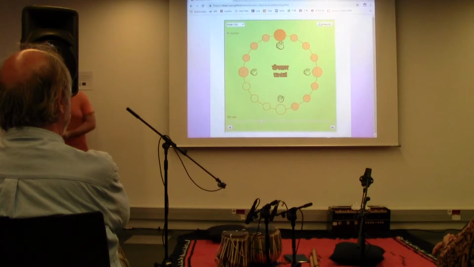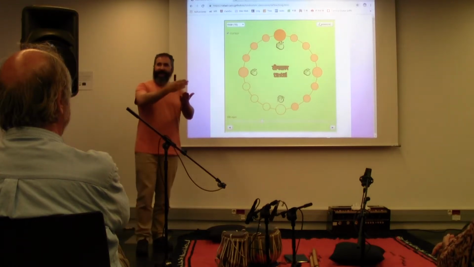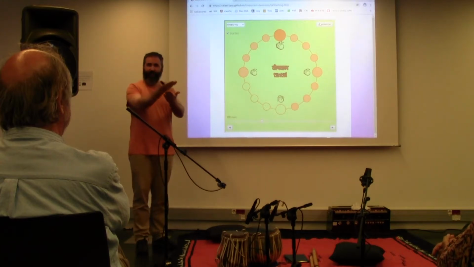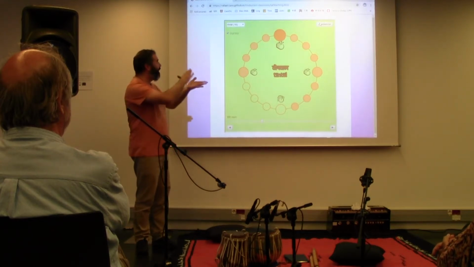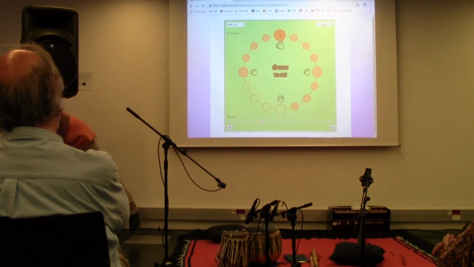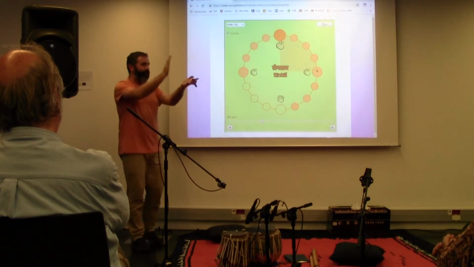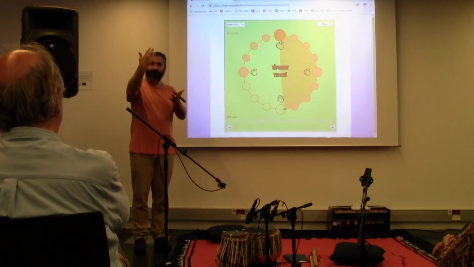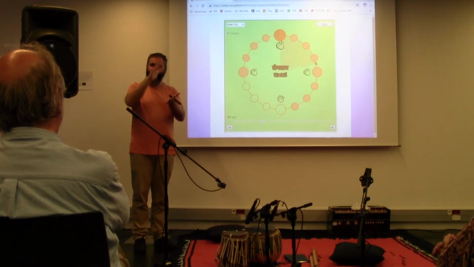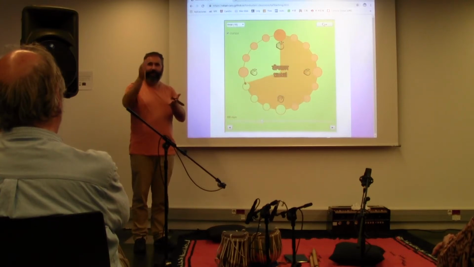Using clapping and waving. So kalis are signaled by waving the hand, and tali by clapping with the hand. So if we play tin tal, that would be clapping and then waving, clapping again, and going back to the sound. 1, 2, 3, 4, 5, 6, 7, 8, 9, 10, 11, 12, 15, 16, back to the sound.